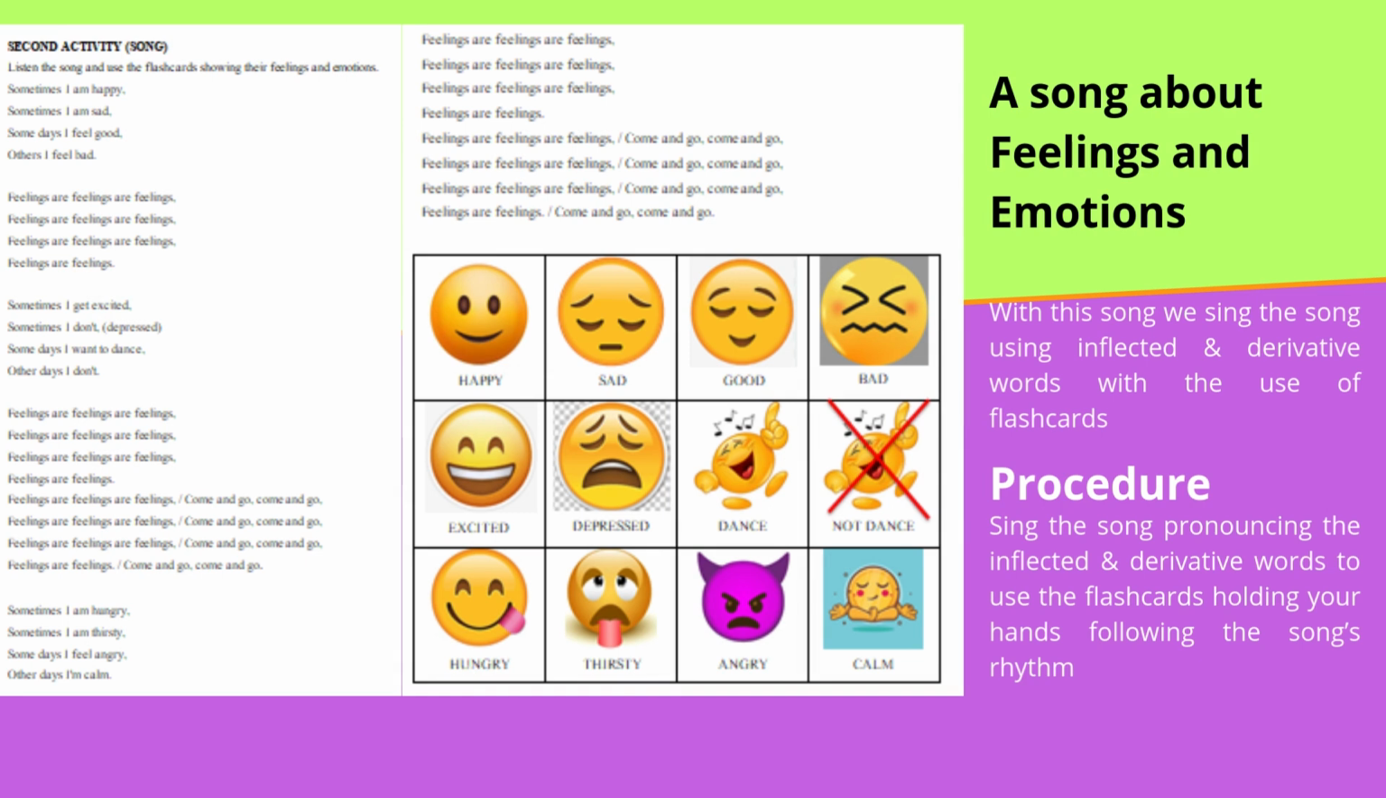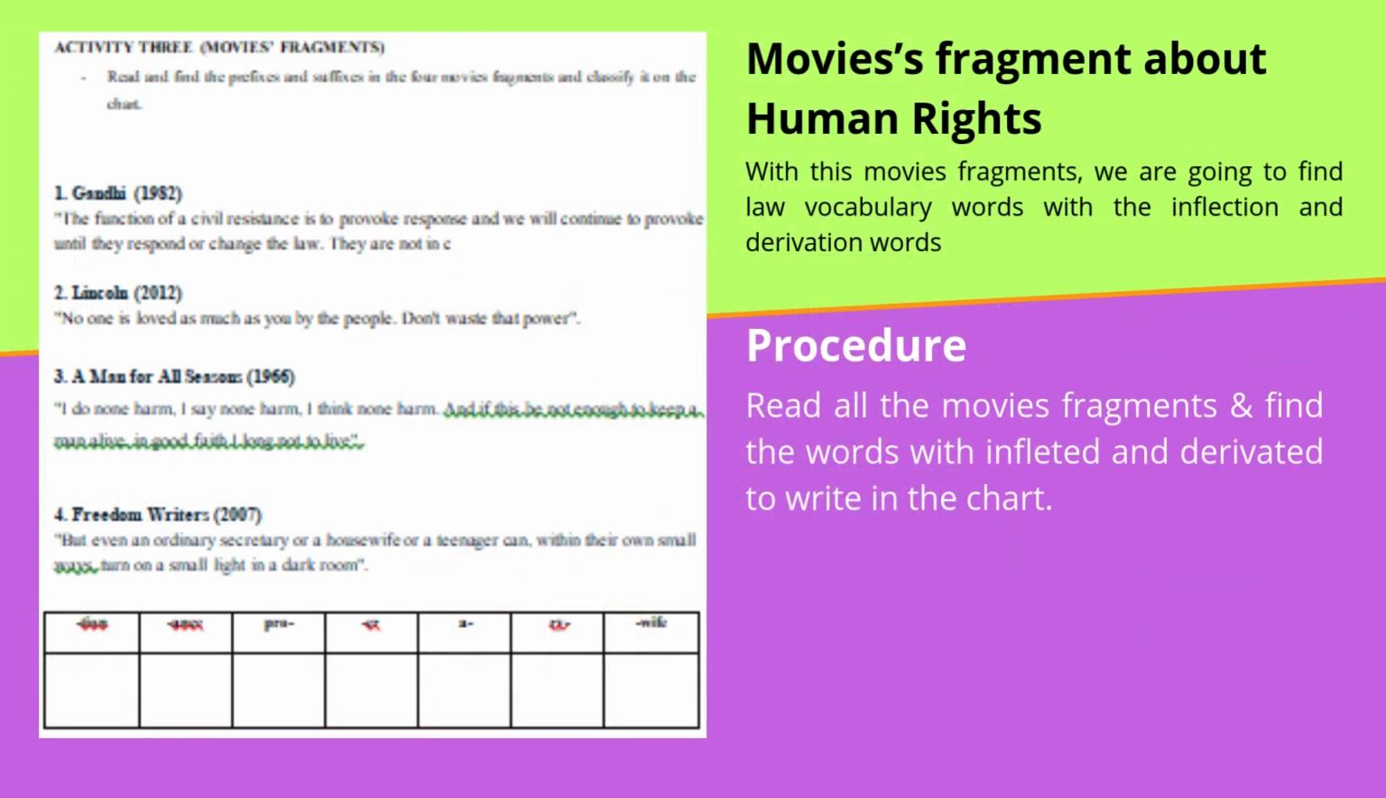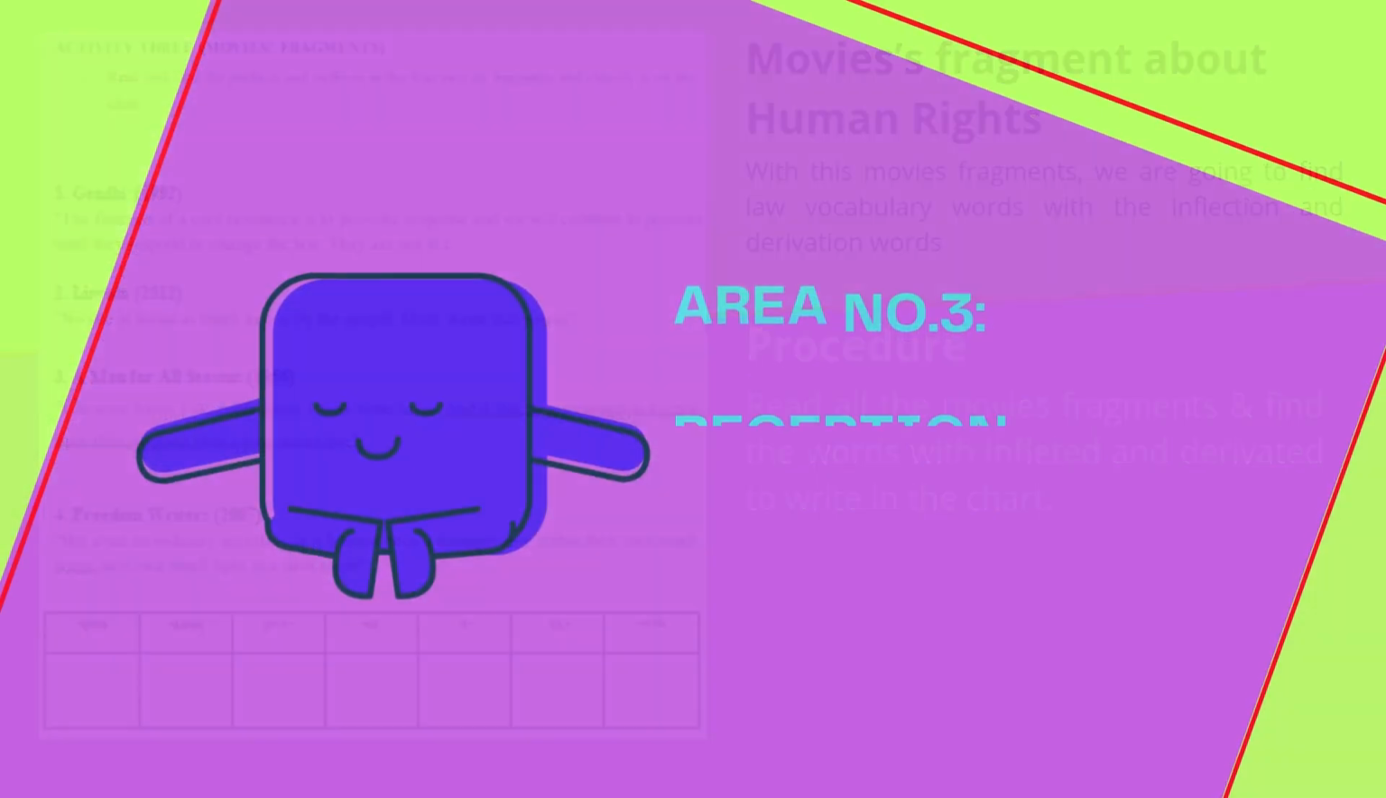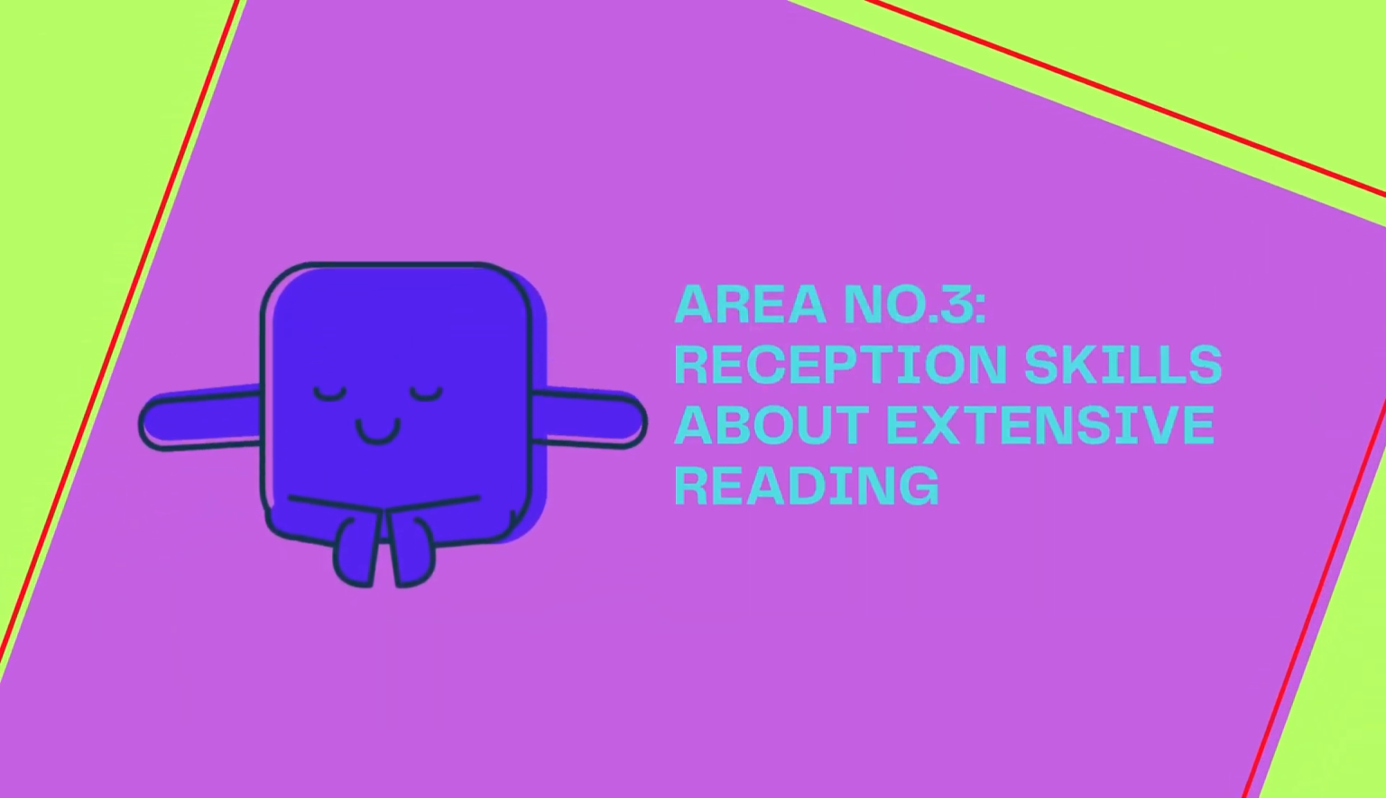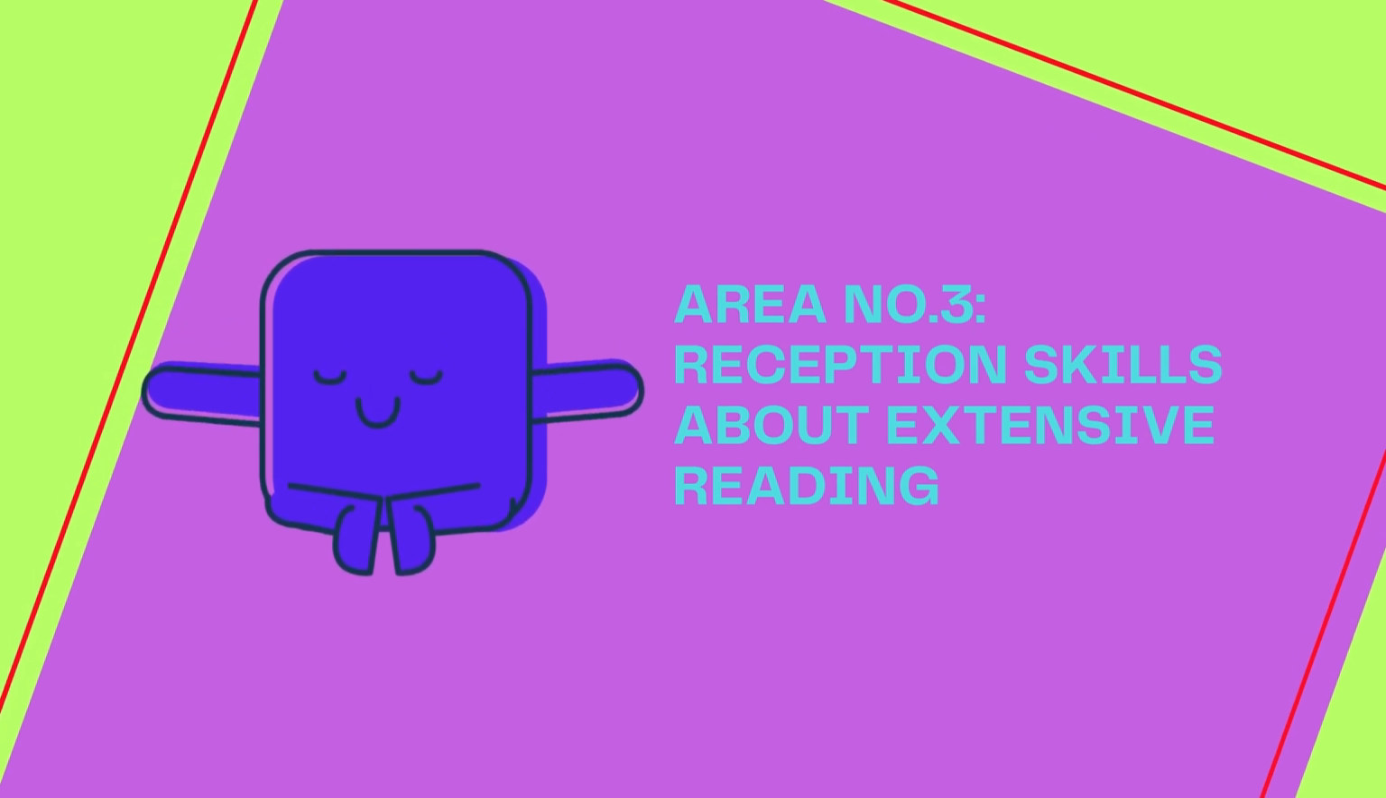The procedure is singing the song, pronouncing the inflected and derivative words, using the flashcards, holding them in your hands following the song's rhythm. And the last, movie fragments about human rights, where we are going to find low vocabulary words with inflection and derivation. The procedure is reading all the movie fragments and finding the words with inflection and derivation to write in the chat. To finish the video, it's time for the reading skills focused on extensive reading.